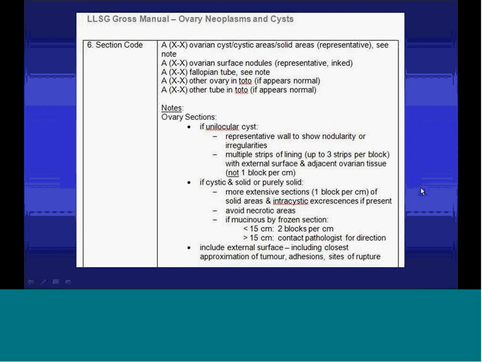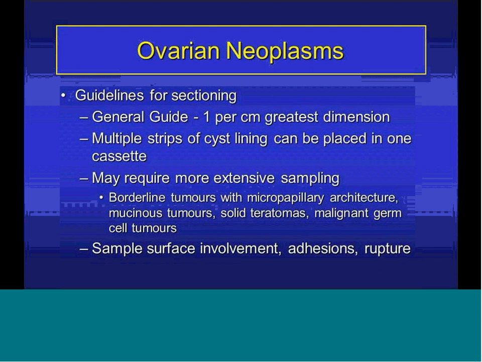We're much more interested in the solid or the intercystic excrescences for sampling and would prefer that necrotic areas were avoided. Some of the tumors that we more extensively sample are the mucinous ones, especially if they're less than 15 centimeters. We'll go up to 2 blocks per centimeter to make sure that we've got a good sampling of it. And again, in the sampling, it's important that some of the samples include external surface, either adhesions or surface involvement. If they're not there, then where the tumor closely approximates the surface of the cyst. And I think that follows along with what's recommended in the checklist.